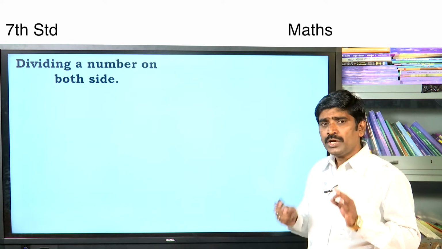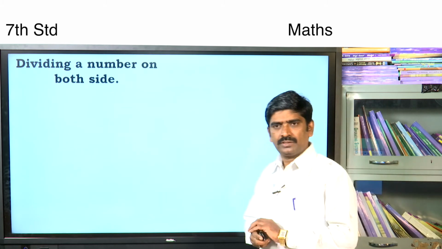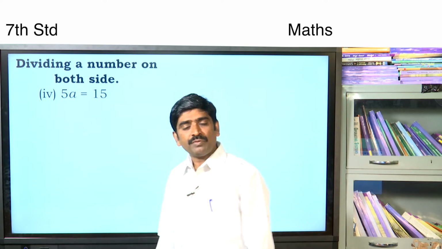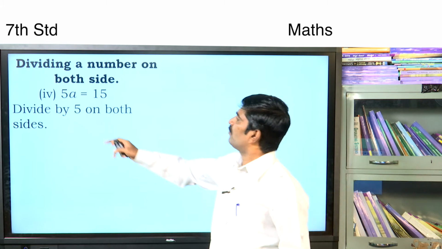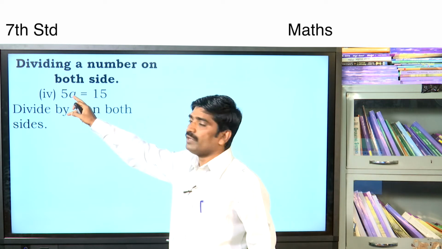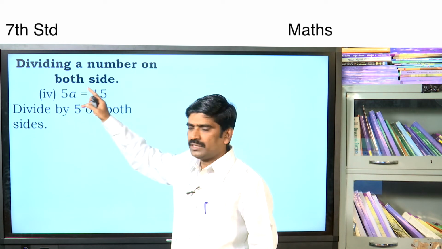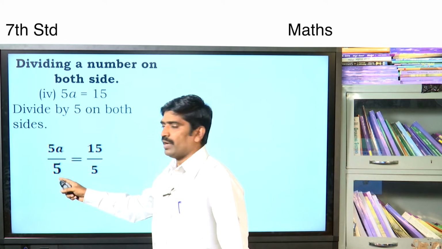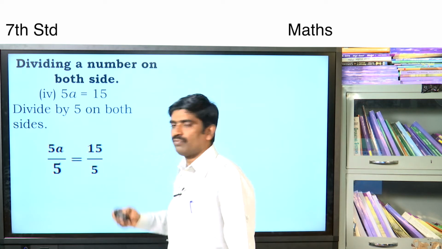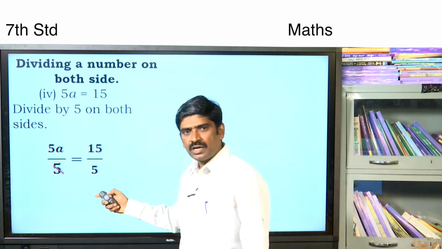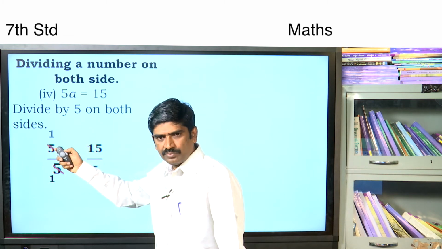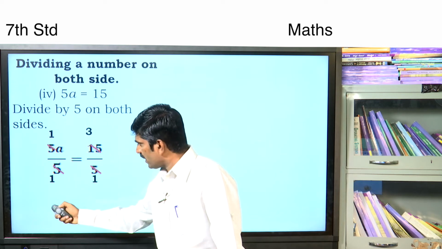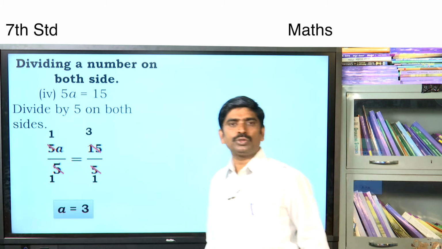Very good. Next, dividing a number on both sides. For example, 5a is equal to 15. What do we do here? Divide by 5 on both sides, because 5 into a, here multiplication is there. Then we divide by 5. Then what happens? 5a divided by 5 is equal to 15 by 5. Then 5 ones are 5, 5 threes are 15. Therefore, a is equal to 3.